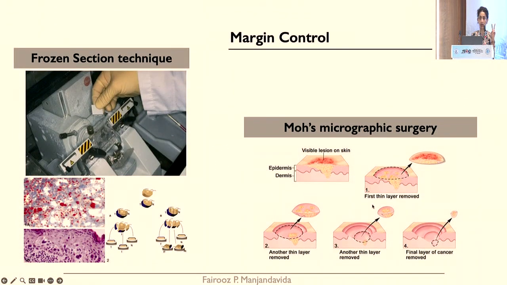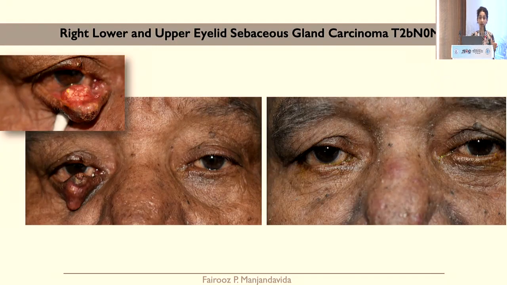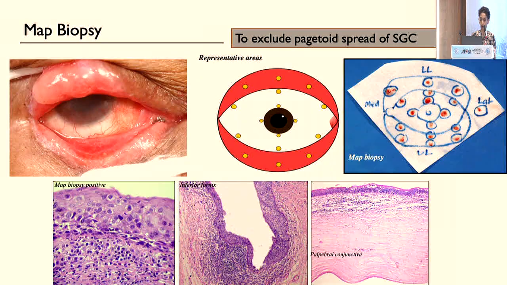So there are two ways of assessing the margin control. One is frozen section, that's what I do in my practice because I'm not a Mohs surgeon, and also Mohs micrographic surgery. Now, this is a small lesion of sebaceous gland carcinoma, right upper lid, excised, margin clearance, direct repair. We can also have a larger lesion, okay? This is a patient with lower and upper eyelid sebaceous gland carcinoma, both went for margin clearance, and this is how he looks after reconstruction and follow-up, no recurrence.